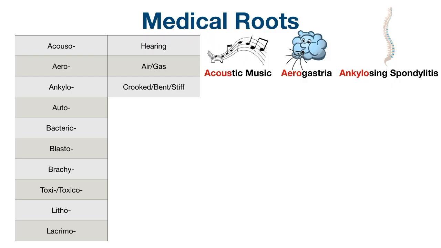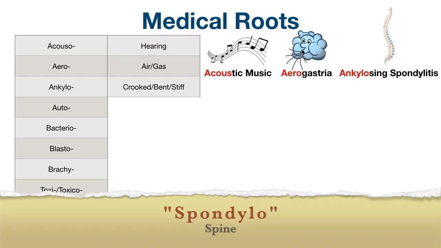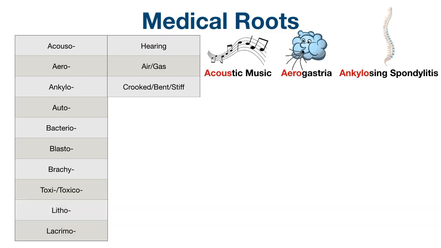Now this word might seem intimidating at first, but watch how much you've learned from the previous videos and see how easy medical terminology becomes when you can break down the word. We know ankylo means crooked, bent, or stiff. We learned in the past medical root video that spondylo means spine, and we know itis means inflammation from the suffix video. So ankylosing spondylitis must be some kind of inflammation and stiffening of the spine. And that's exactly what it is. Ankylosing spondylitis is a form of spinal arthritis that causes inflammation and fusing of the spine or vertebrae.